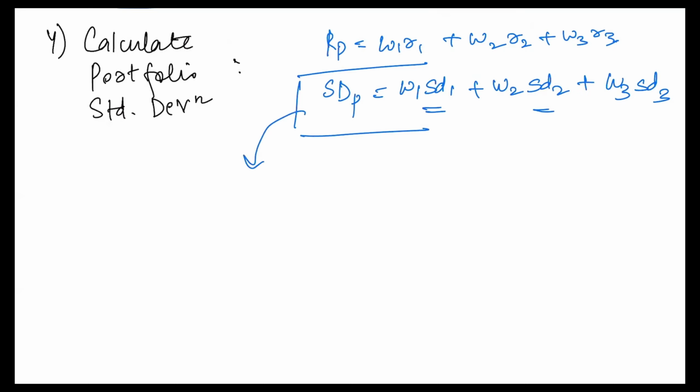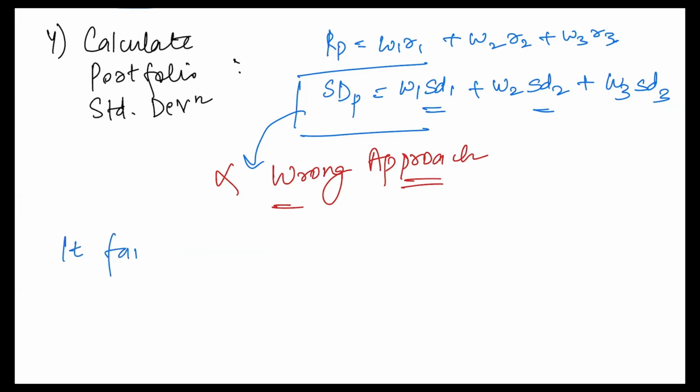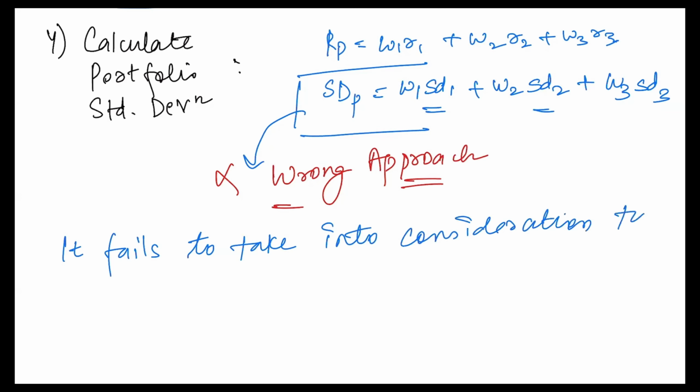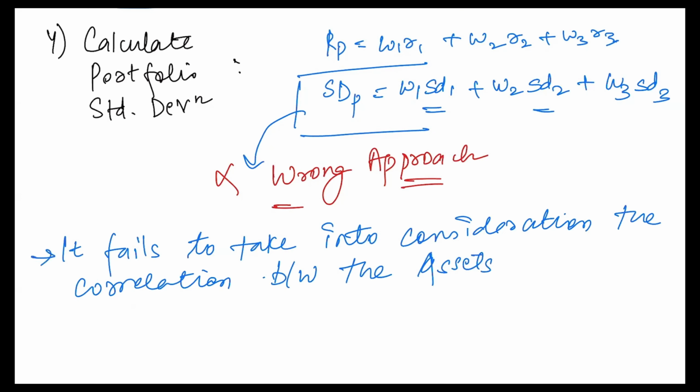So most of the freshers do this, and this is the wrong approach. Okay, this is the wrong approach of calculating the standard deviation of the portfolio. You know why? Because even though this formula might give you the approximate standard deviation, it fails to take into consideration the correlation between the assets, right? So that is why it's very important that in our formula, when we are calculating the standard deviation of the portfolio, it should always take in consideration the correlation between the assets.